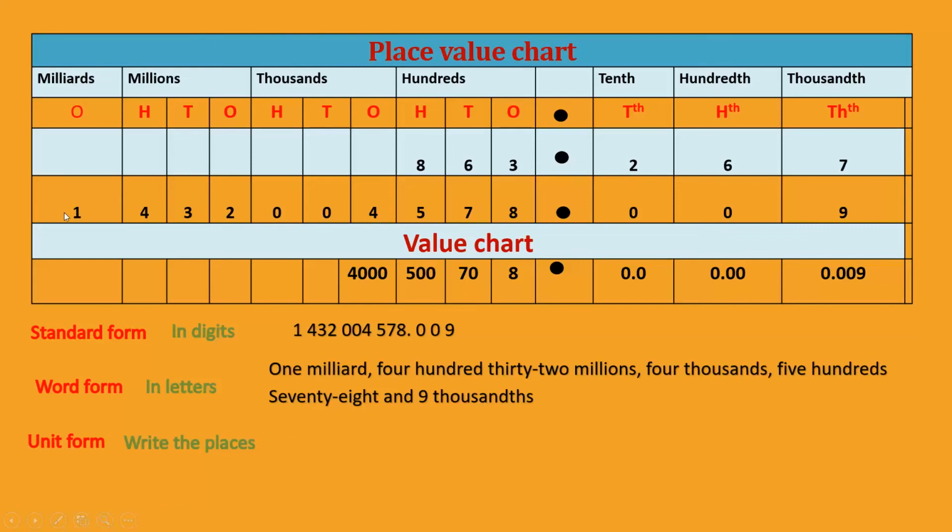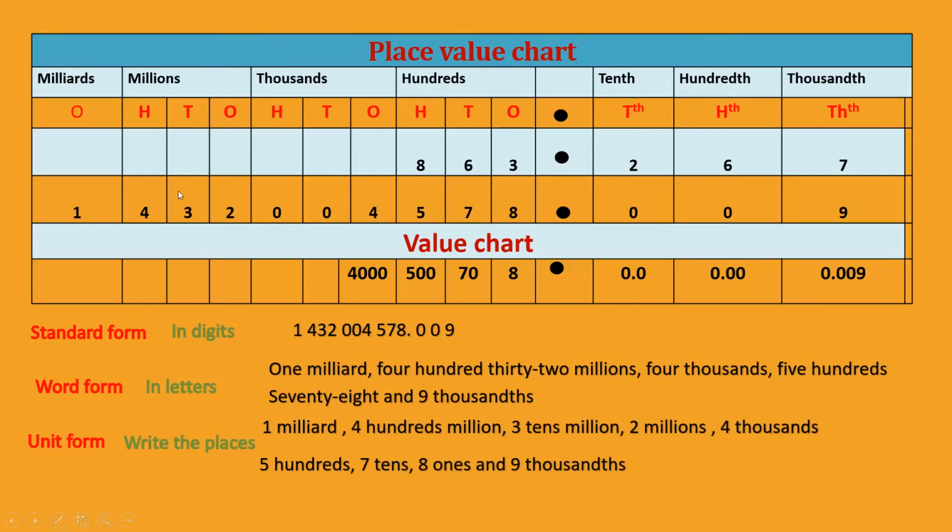Okay, unit form means we will write the place of each digit. So here we will write 1,000,000,000, 400,000,000, 30,000,000, 2,000,000, 4,000, 500, 7 tens, 8 ones, and 9,000.